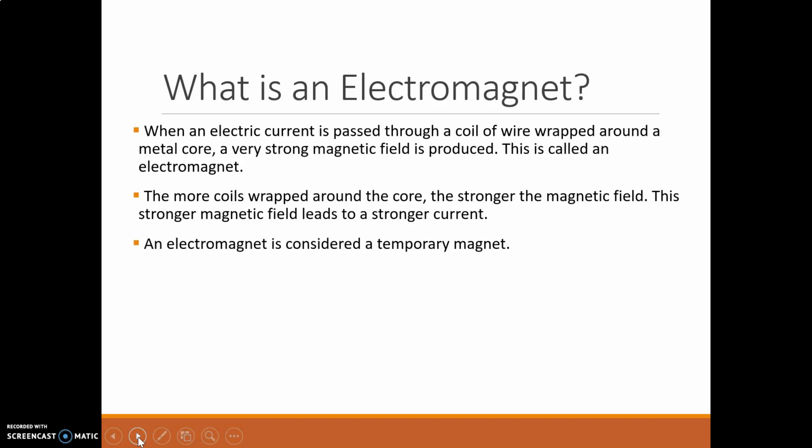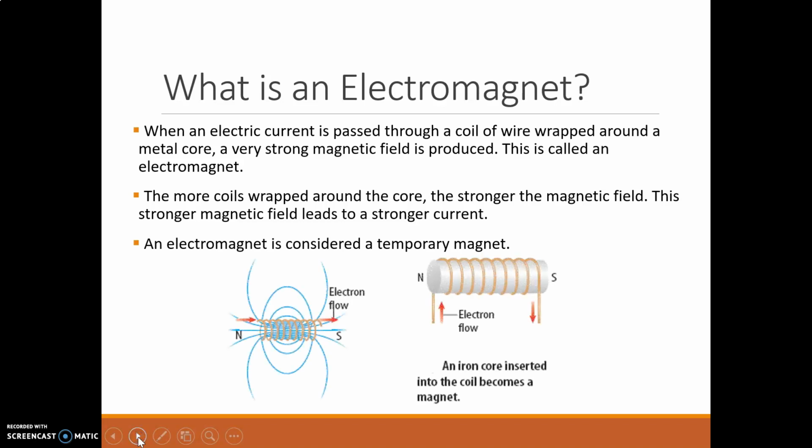And we can look at an electromagnet, and this is when an electric current is passed through a coil of wire that's wrapped around a metal core. And this is going to cause it to have a strong magnetic field, and this is called an electromagnet. So the more times you wrap the wire around that metal core, the stronger the magnetic field will be. And it is considered a temporary magnet because it can be turned on and off. So if you uncoil the wire, it's going to cause the magnetic field to disappear.